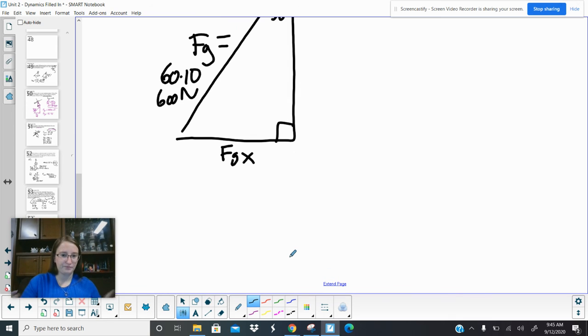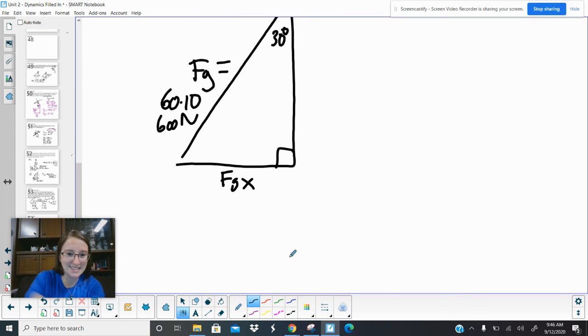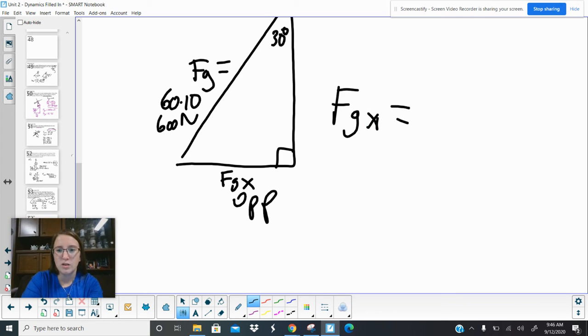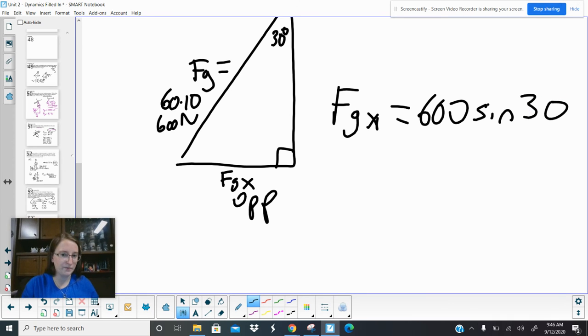Once again, the x component in this case, it's not always this case, but the x component is the opposite. So always it ends up being the magnitude of the hypotenuse times the trig function, in this case sine, of 30. So the x component is 300.